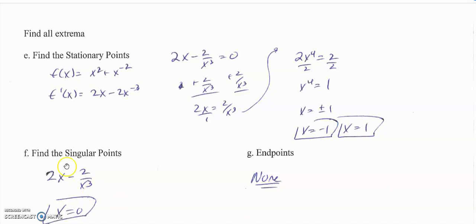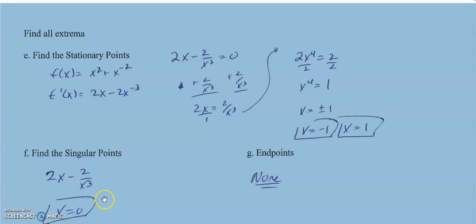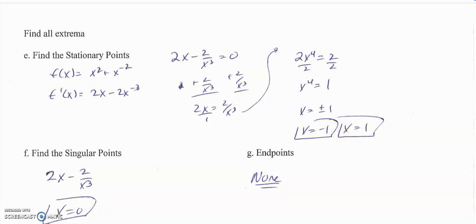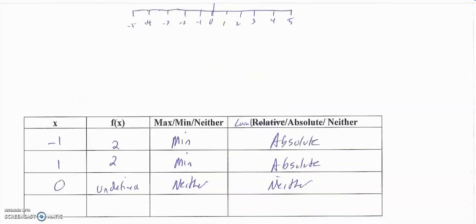Singular points, what would make the derivative undefined? 0. And endpoints, none were given. So we have 0, negative 1, and 1. Remember, we plug those into the original, so negative 1 into the original would give us 2. 1 into the original would give us 2. And 0 into the original is undefined, so it wouldn't be a max or min.